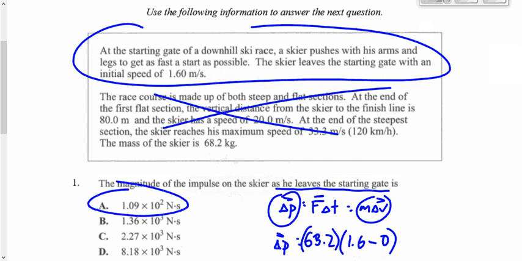How many people got that? Okay, good. How many people got kind of sidetracked by these other numbers down here? 20 and the 33.3? That's okay if you did.